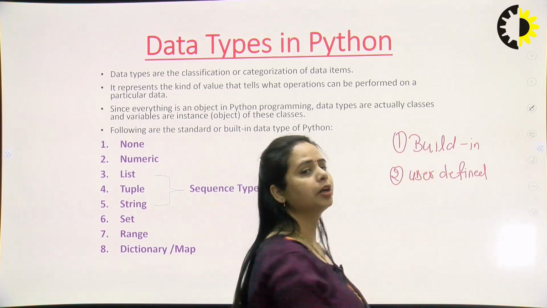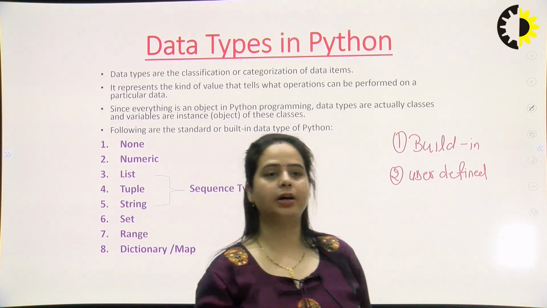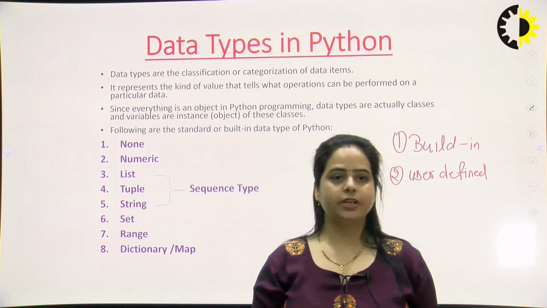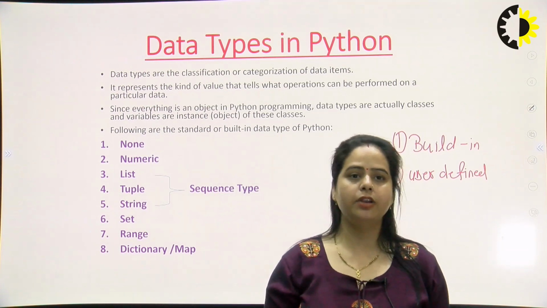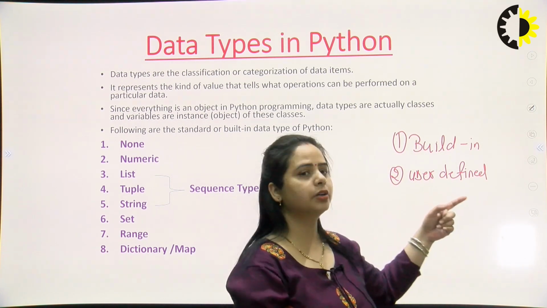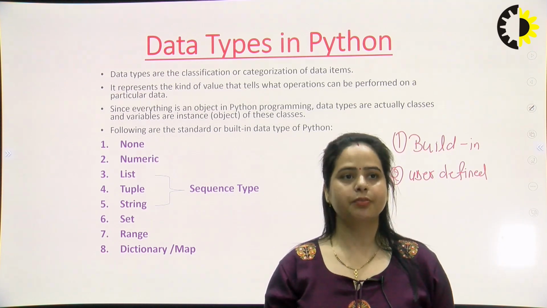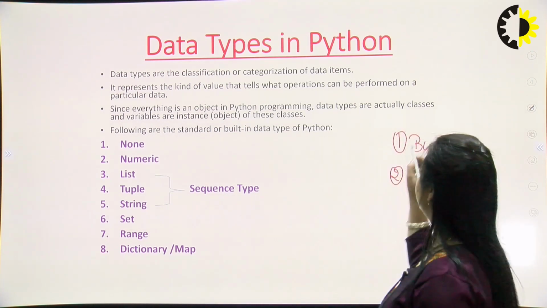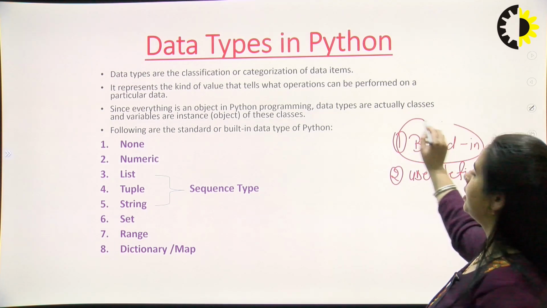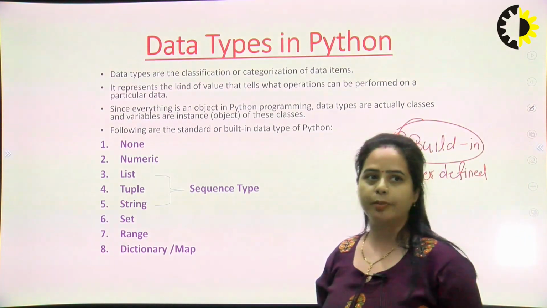Built-in data types are those data types which are defined by the programming language itself in its library or in its inbuilt functions, and user-defined data types are those which the user defines for its convenience, for its structure or something else. So today we are going to discuss built-in data types we are using in Python programming language.